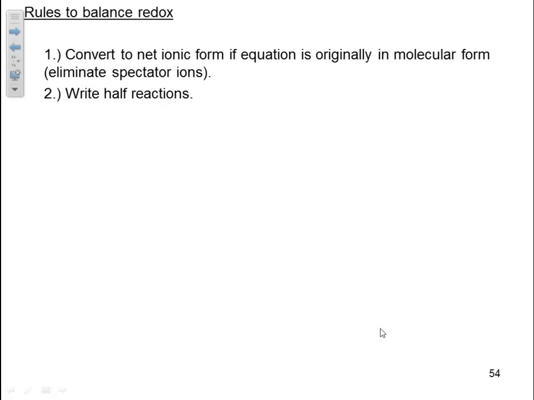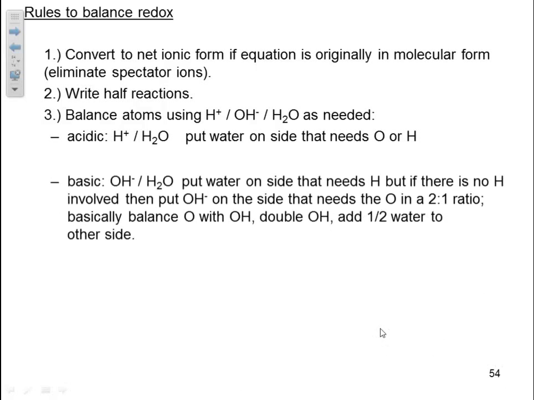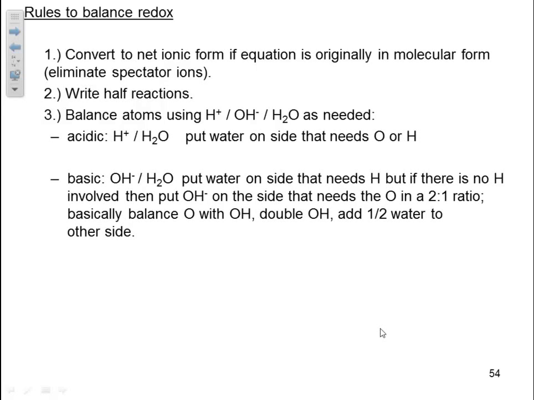Second, I need to write half reactions. Third, balance the atoms using H+, OH-, and water as needed. If it's an acidic solution, I have H+ and water at my disposal. Typically, you put the water on the side that needs the oxygen or the hydrogen when we're dealing with acidic solution. Basic is a little bit more difficult. You have OH- and H2O. You put water on the side that needs the hydrogen because there's a 2-to-1 ratio there. But if there's no hydrogen involved, then you put OH- on the side that needs the oxygen in a 2-to-1 ratio. Why is that?